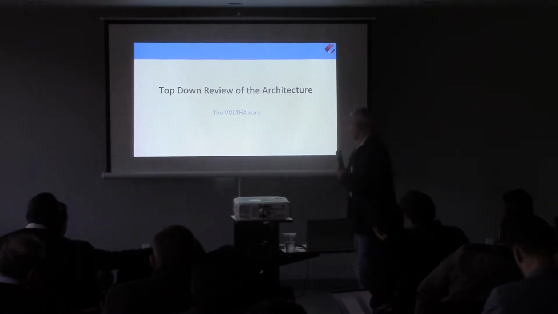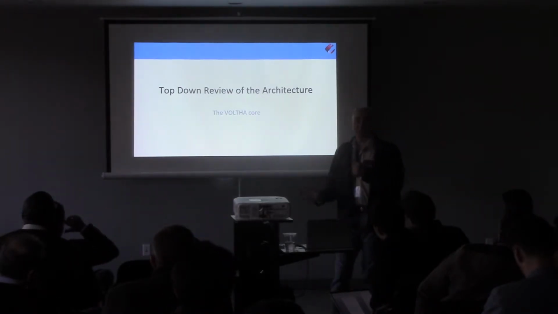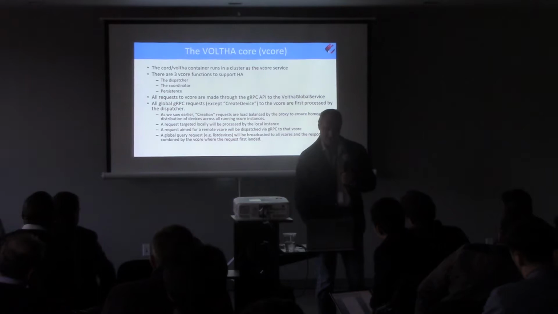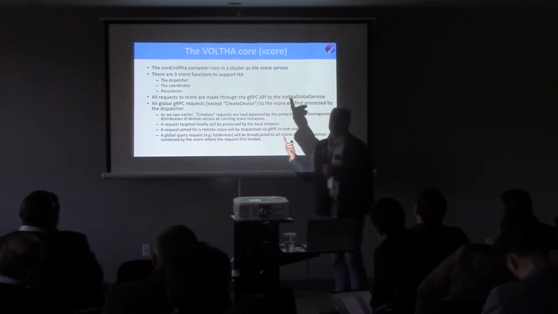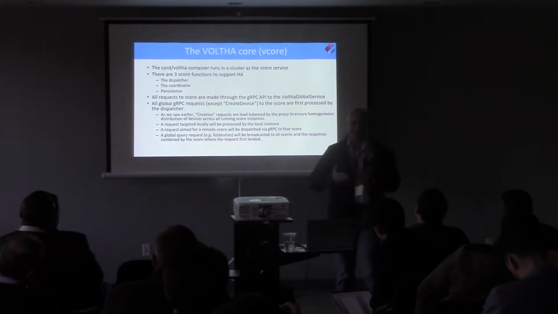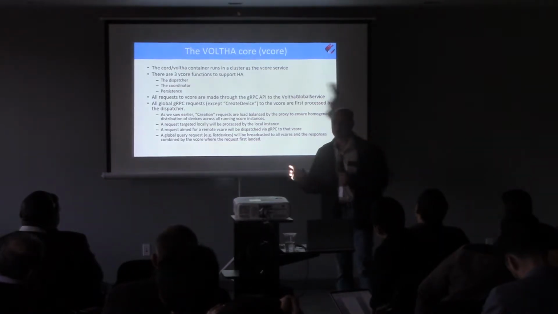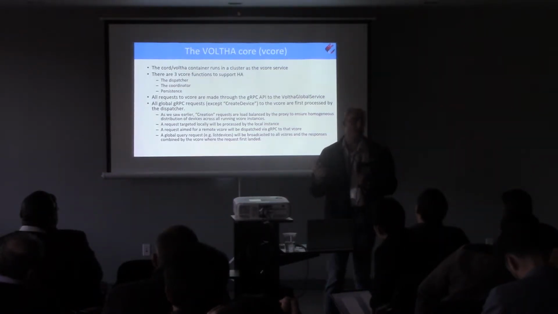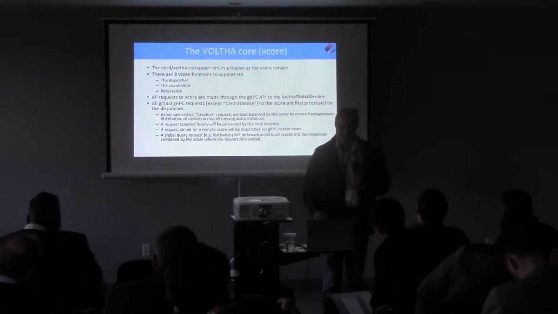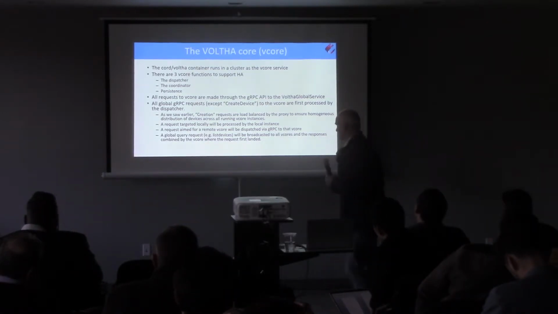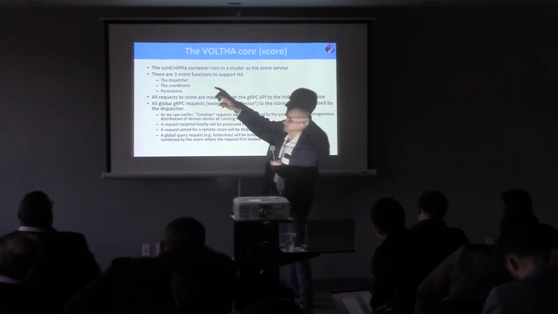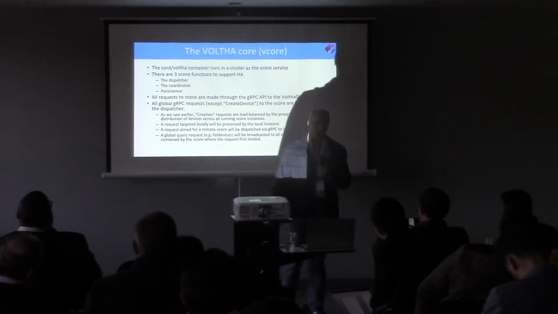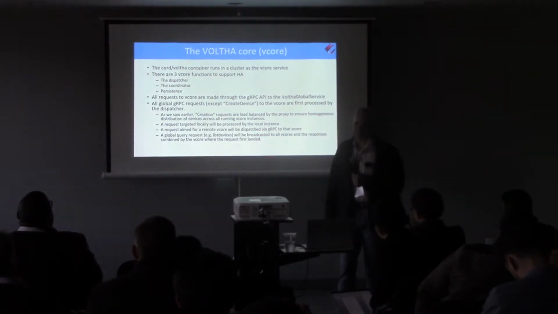Okay, the next one is the Volta Core. This is by far the most complex part of the entire system. So the Volta Core, the cord/Volta container runs in a cluster. It's known as vCore, if you've ever seen a HA deployment. And there are 3 critical functions that are used to support HA. There's a dispatcher, a coordinator, and there's persistence.